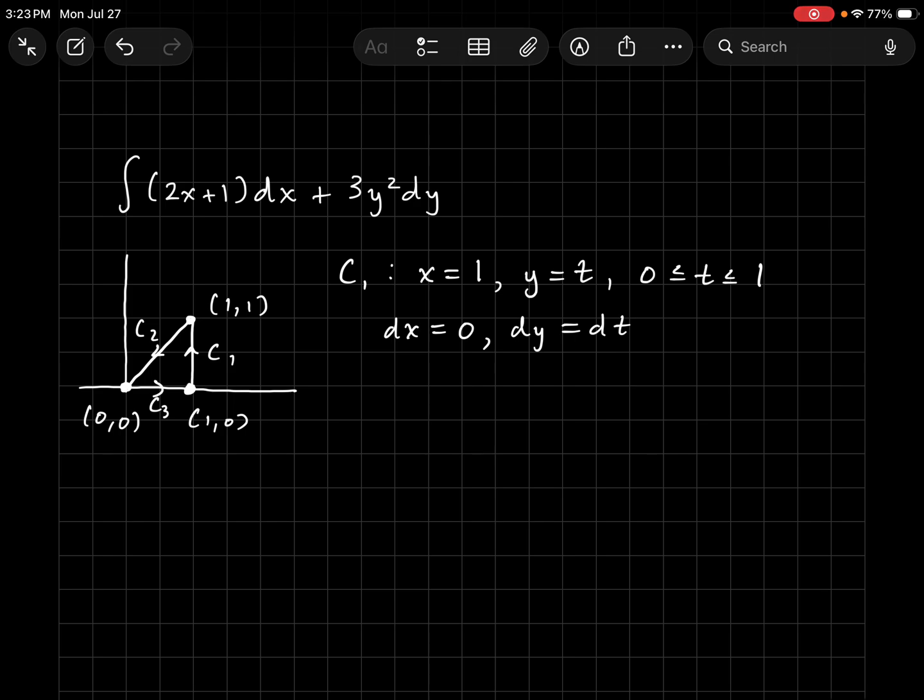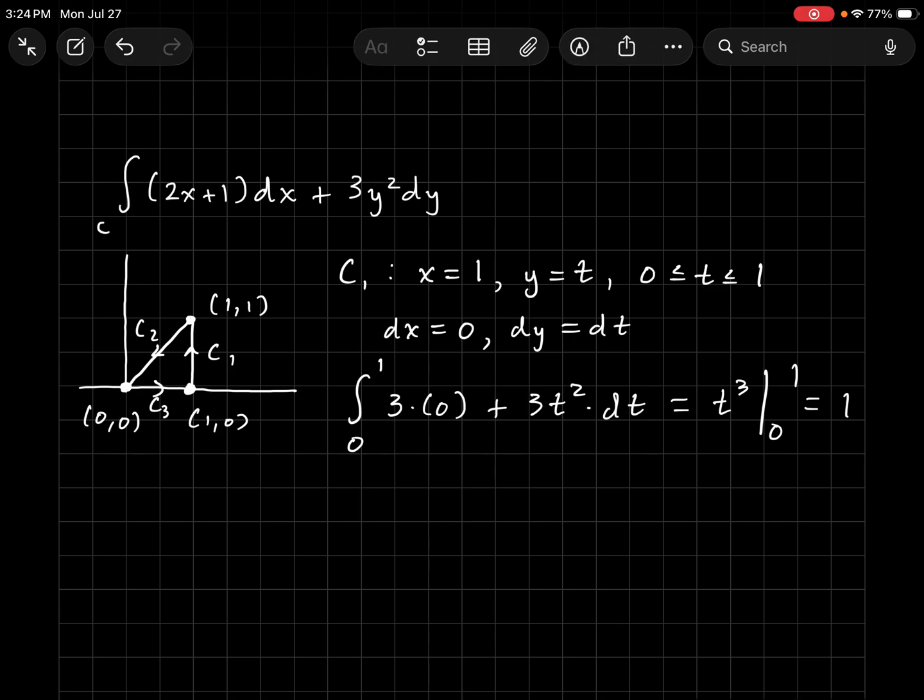So now we can plug in up top. We're going to get the integral from 0 to 1 of 2x plus 1, so 3 times dx, well, it's 0, so I don't really need it, plus 3y squared, so 3t squared, times dy, which is dt. So the integral of this will be t cubed from 0 to 1, which equals 1 minus 0, or 1.